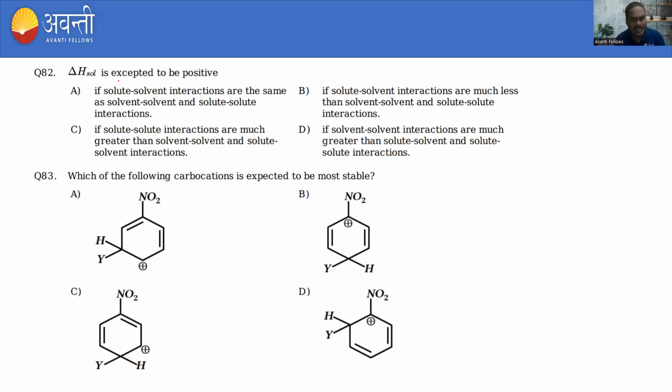So delta S is expected to be positive when the solid-solvent interactions are much less. So option B is absolutely correct. This is a very simple question. Now, which of the following carbocations is expected to be most stable?